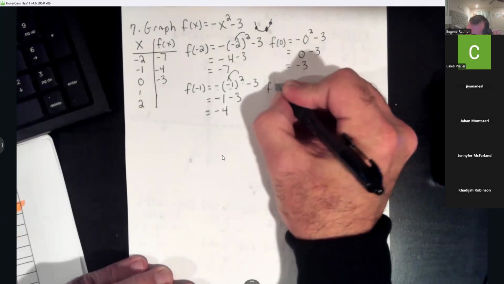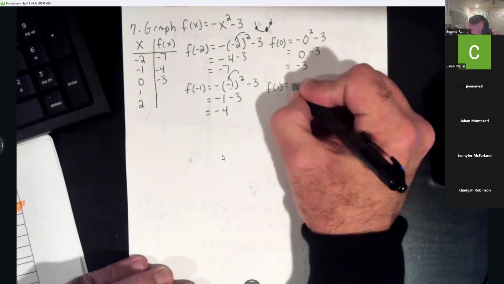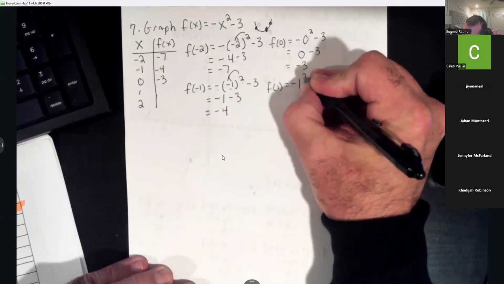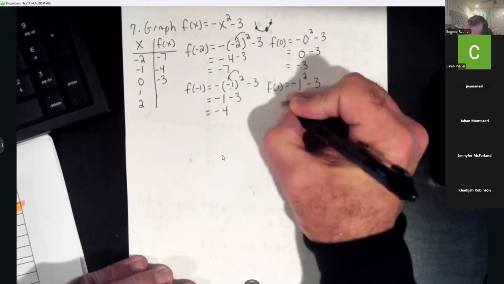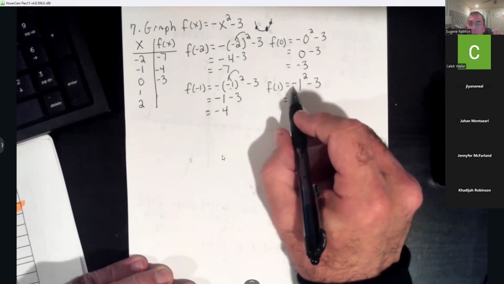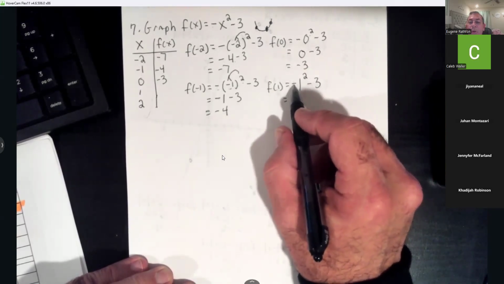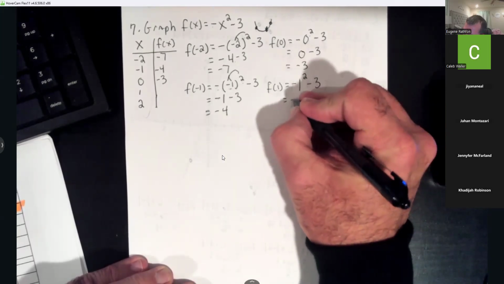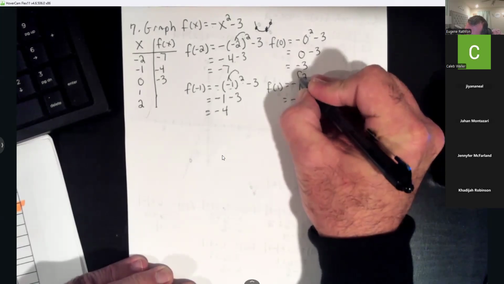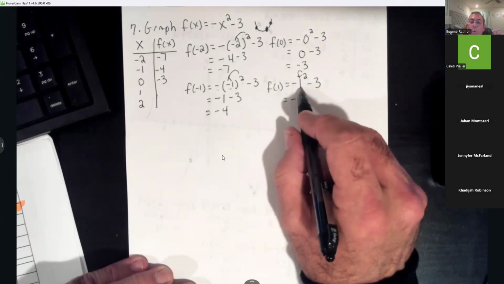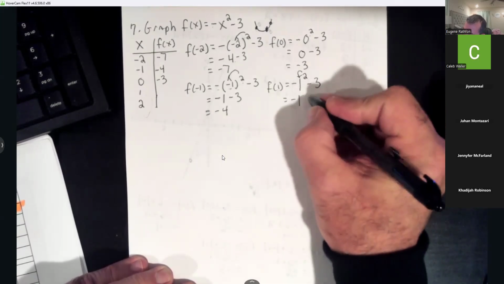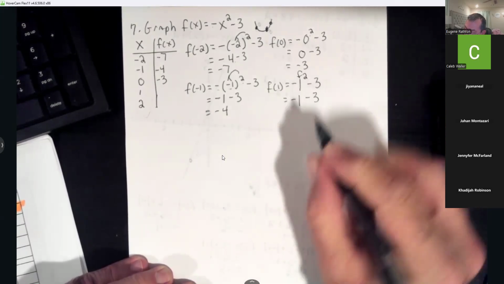All right, f of 1 is next. So that negative is still in the formula. And then put your 1 in, square that, -3. Since this negative is not in parentheses, you do not square that negative. So bring that negative down. This exponent only affects the 1. And 1 times 1 is 1. And then bring down -3.